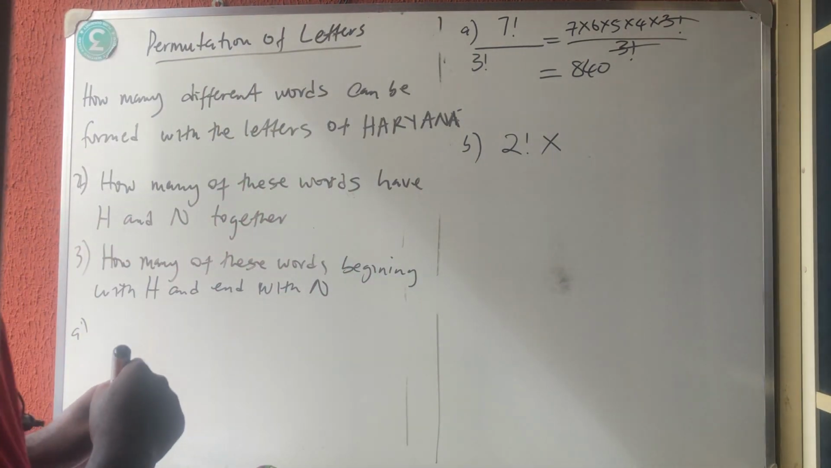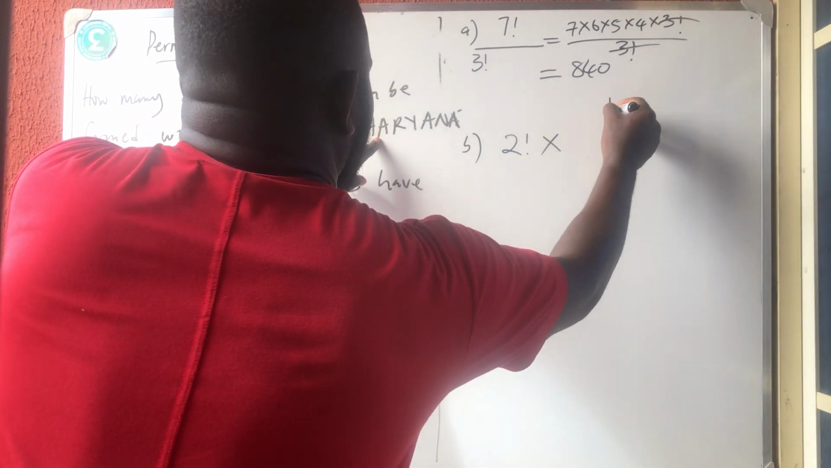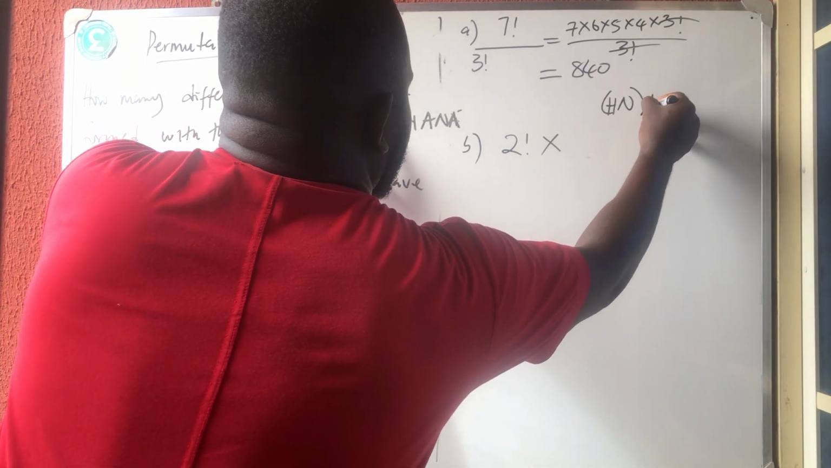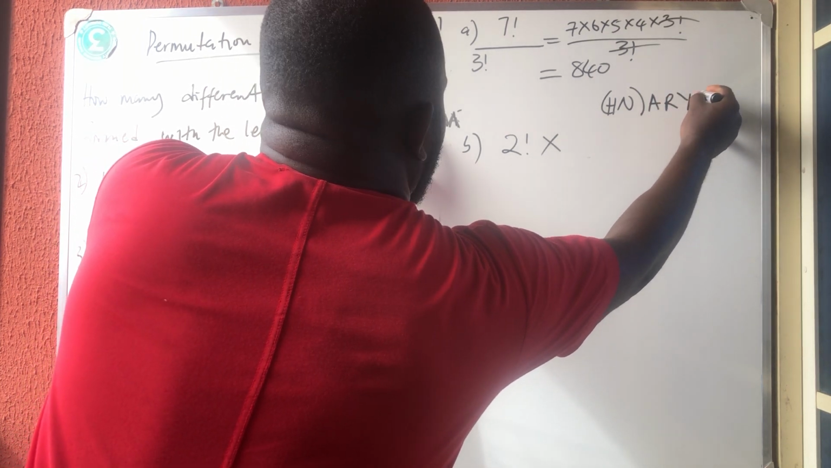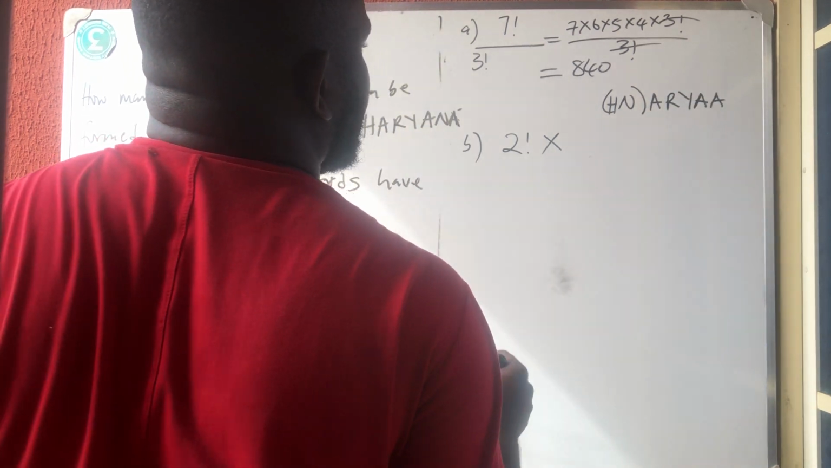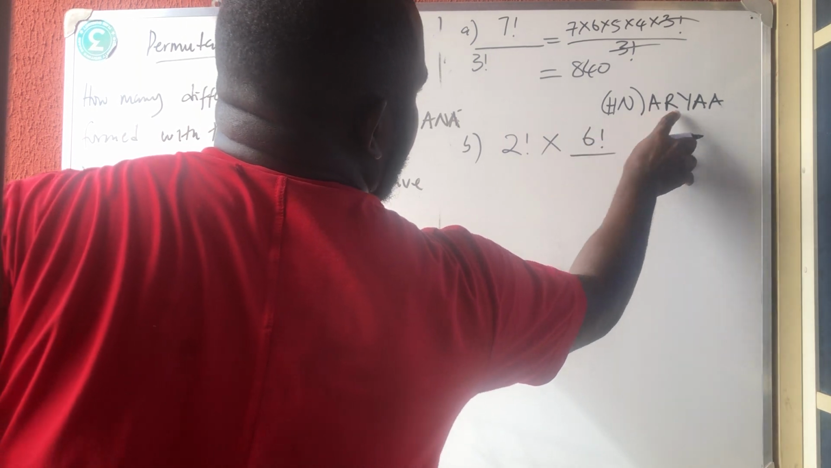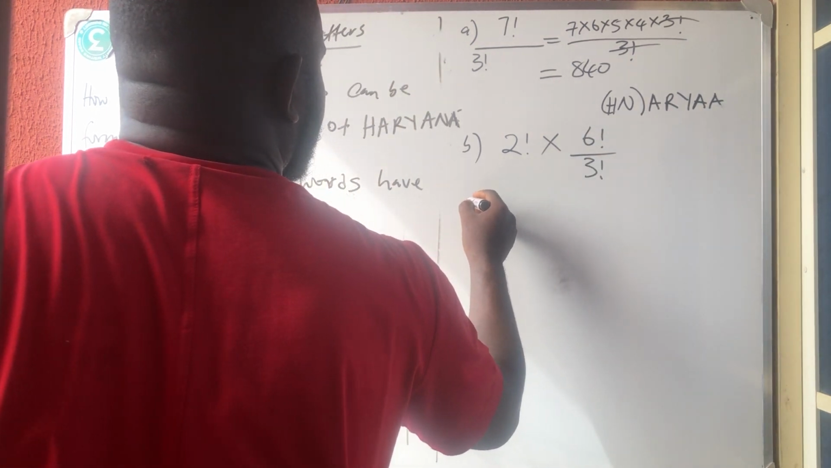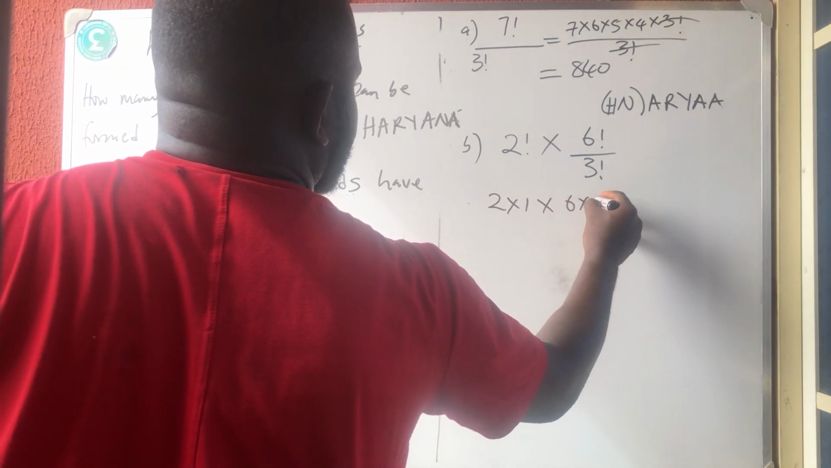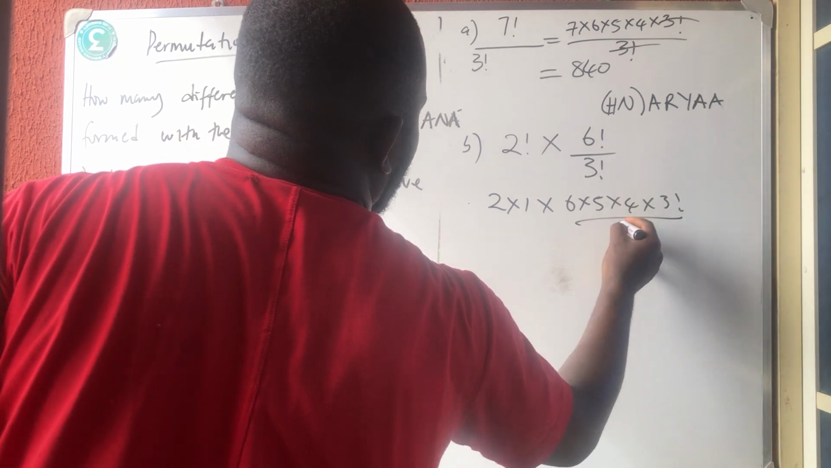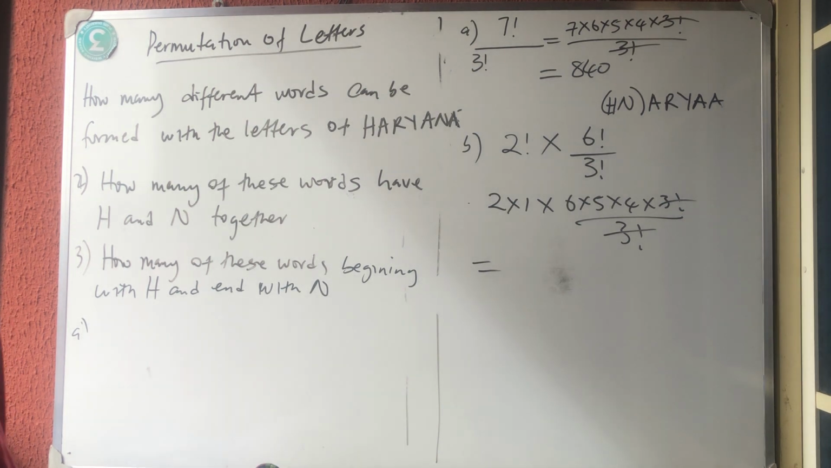Times. Now we are left with how many words now? We are left with, watch, H and N as 1 word. We are now left with A R Y A. Okay, so which is what? 1 2 3 4 5 6. 6 factorial all over. A is 3 factorial. So I'm left with 2 times 1 times 6 times 5 times 4 times 3 factorial all over 3 factorial. 3 factorial take care of 3 factorial. I'm left with 240.